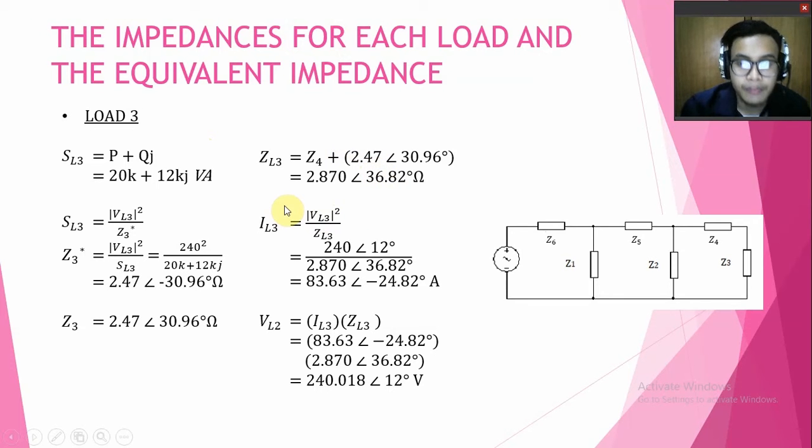After that, we must find the current at load 3 so that we can find the voltage at load 2. To find the current at load 3, we just divide the voltage at load 3, modulus and squared, by the impedance of load 3, and we will get the current at load 3. Now we can get the voltage at load 3 by multiplying the current at load 3 with the impedance of load 3. The voltage at load 2 is important for us to find the information at load 2. I will explain in detail in load 2.